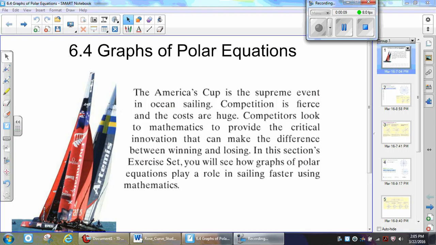Thank you, Gaston. The America's Cup is the supreme event in ocean sailing. Competition is fierce and the costs are huge. Competitors look to mathematics to provide the critical innovation that can make the difference between winning and losing. In this section's exercise set, you will see how graphs of polar equations play a role in sailing faster using mathematics.